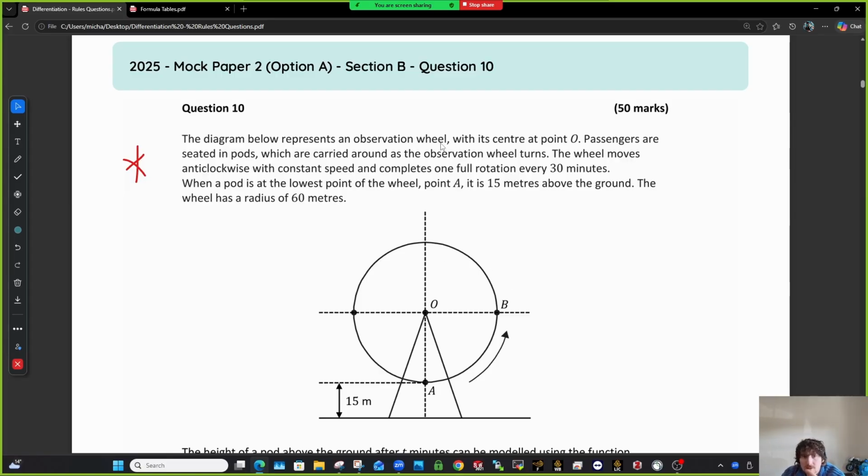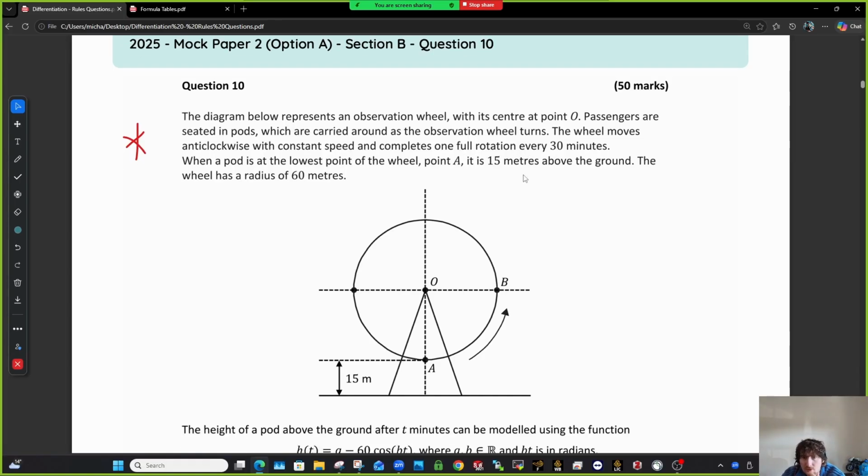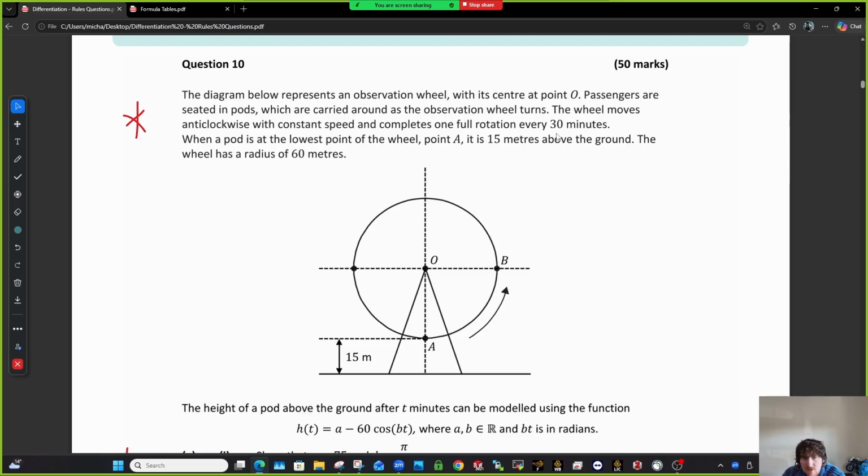So the idea is there's just this observation wheel, and there's a dot that moves from A to B because it spins anti-clockwise here. And you're told some details about how it rotates, a full rotation every 30 minutes. So that gives away its period. And then point A is 15 meters from the ground here, and the wheel has a radius of 60. Okay, so that tells us it probably goes from here, with a radius of 60, so B then is like a height of 75, that kind of thing.